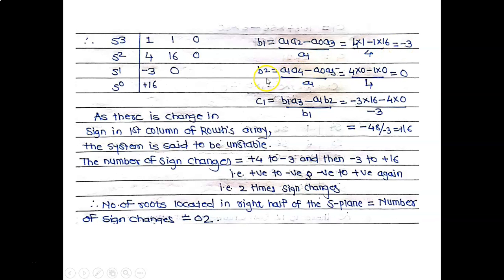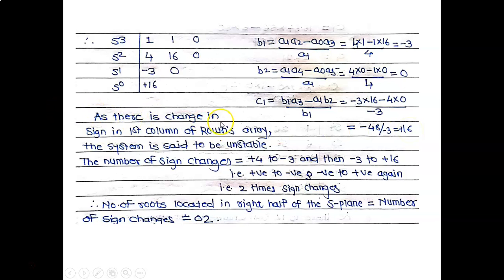Similarly, B2 is equal to A1 A4 minus A0 A5 divided by A1, which is equal to 4 into 0 minus 1 into 0 divided by 4, which is equal to 0. C1 is equal to B1 A3 minus A1 B2 divided by B1, which is equal to minus 3 into 16 minus 4 into 0 divided by minus 3. Therefore, that is minus 48 divided by minus 3, which is equal to plus 16.